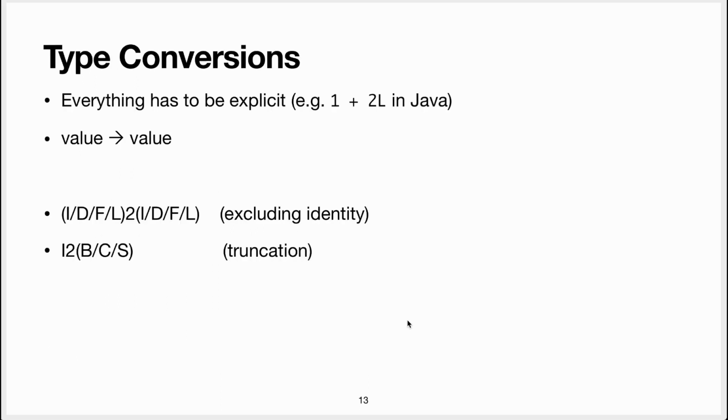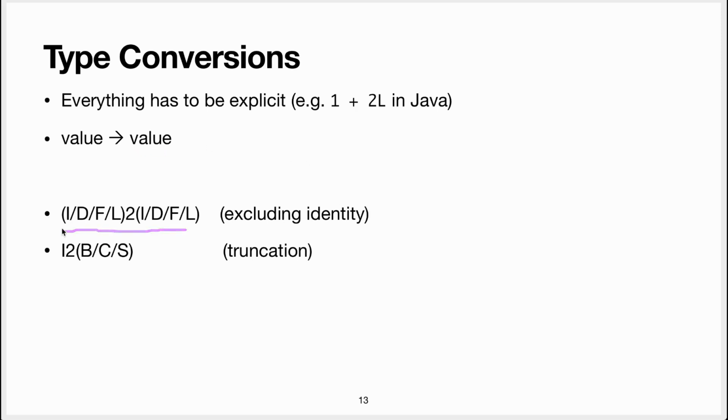Java does implicit type conversions. For instance, if you type 1 plus 2L, 1 is going to be an integer and 2L is a long. And what Java does in this case is that it implicitly converts the integer into a long. This does not happen in the JVM, and so you need to insert these type conversion instructions explicitly. So they're very simple. They just take a value off the stack, they pop it off, and they push the converted value. So you have all of these.